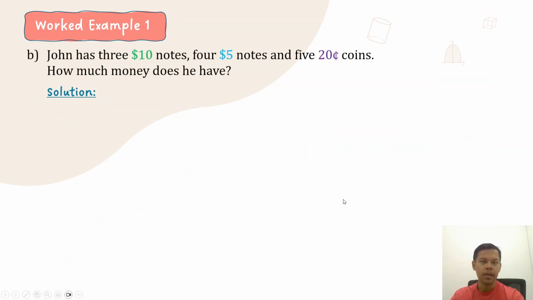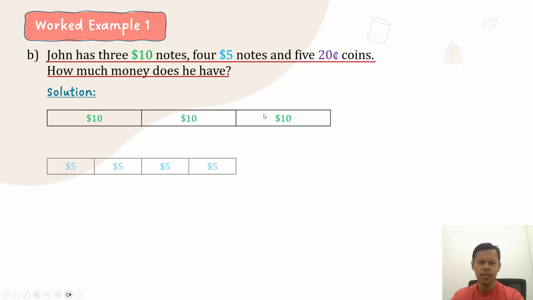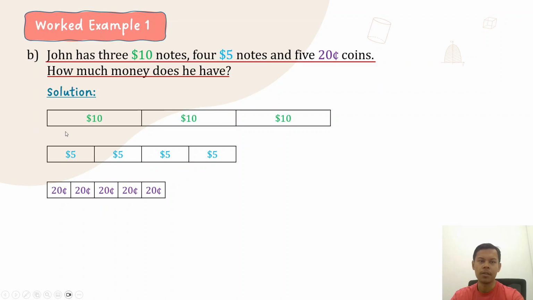All right. Another example. John has three $10 notes, four $5 notes, and five 20-cent coins. How much money does he have? Okay, so let's read line by line. Three $10 notes, four $5 notes, and five 20-cent coins. So let's just draw it first.